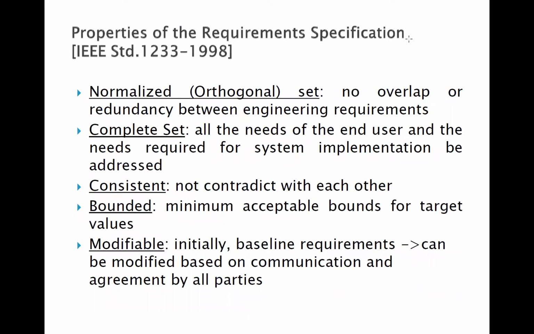Properties of the requirement specification from the IEEE standard again. Normalized set: there should be no overlapping or redundancy between the engineering requirements. Complete set: all the needs of the end user as well as the needs required for the system implementation should be addressed in the requirement specification, so the engineering requirements. There should be no contradiction between the engineering requirements, so they should be consistent. Bounded: there should be some bounds for the target values. It should be minimum acceptable bounds.